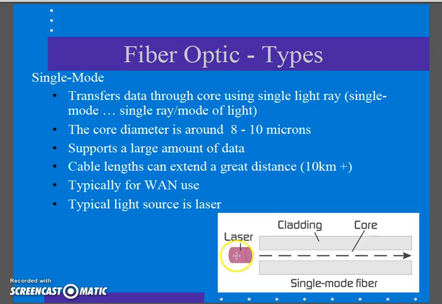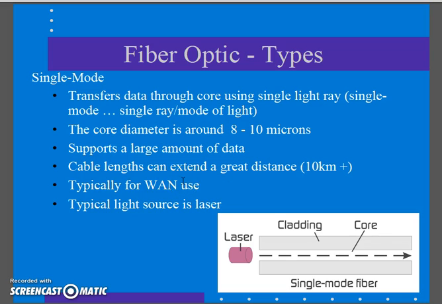So there's my core. I have a very focused beam of light out of a laser into my core of my fiber. And again, this is one ray of light going down through, representing a pulse of light representing a 1, followed by no pulse representing a 0. This is going to support large amounts of data going great distances. We can do tens of kilometers on this one.